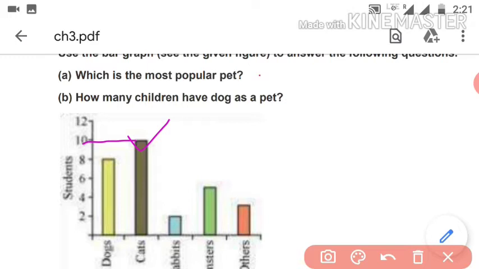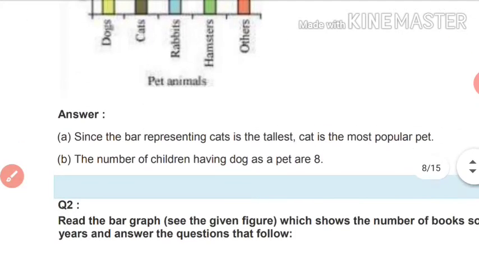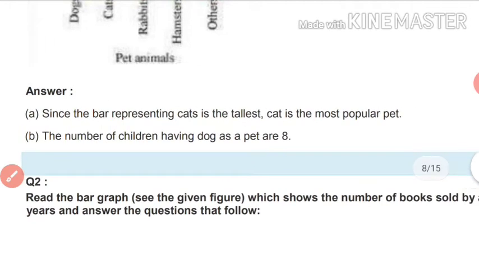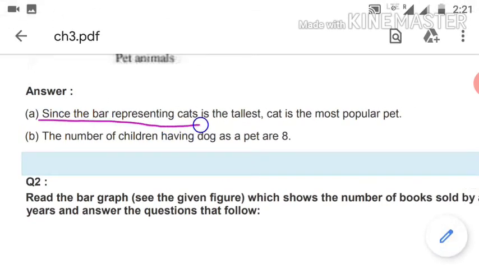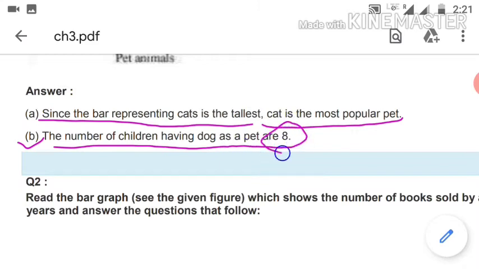Now the second one, how many children have a dog as a pet? Now dog, how many students have it? 8 students. Okay, so the answer is very simple. Since the bar representing cat is the tallest, cat is the most popular pet. Now the second answer, the number of children having a dog as a pet is 8 children. Now come to the next question.